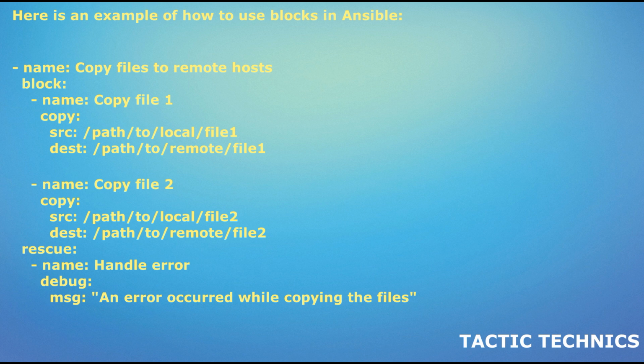copy, src: /path/to/local/file2, dest: /path/to/remote/file2. rescue: name: handle error, debug: message: an error occurred while copying the files. In this example, a block is used to group two tasks that are responsible for copying files to remote hosts. If either of these tasks fails, the rescue section will be executed. In the rescue section, a task is defined to handle the error by displaying a message.